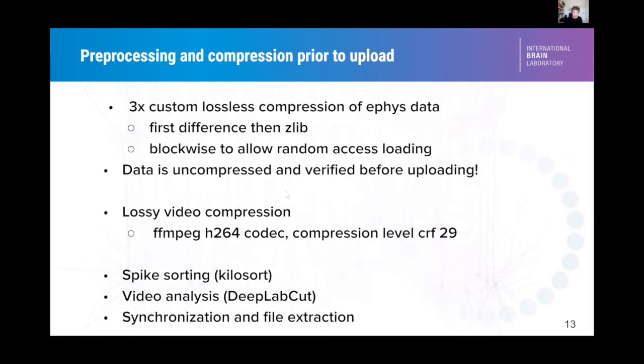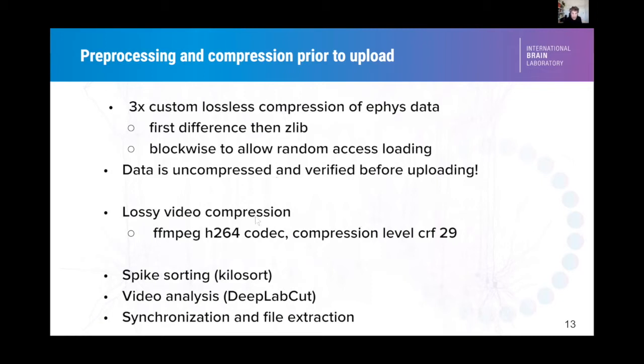One of actually the biggest things we've developed here is this very simple algorithm for lossless compression of ephys data. And it's really simple. You take a first difference and then compress with zlib. But also it's done blockwise. And what this means is that you can get data from the middle of a file without uncompressing the file. So basically you store your compressed electrophysiology data, saving 3 times storage, and then you can still access it with random access to get data out of the middle. Importantly, all of the data is verified and uncompressed before uploading, because the last thing we want to do is think we compressed the data and then realize there was a bug and it's lost.